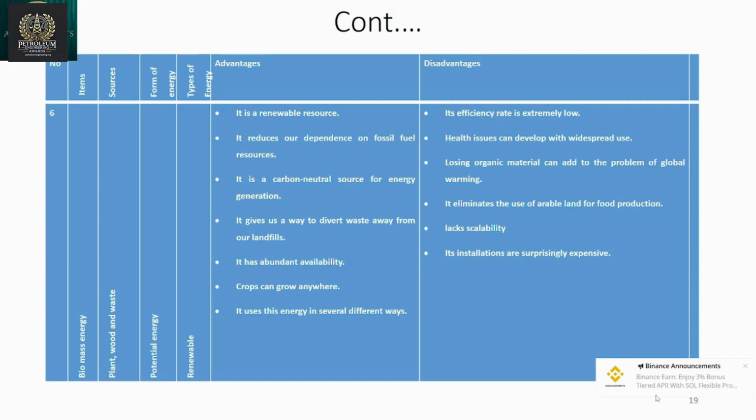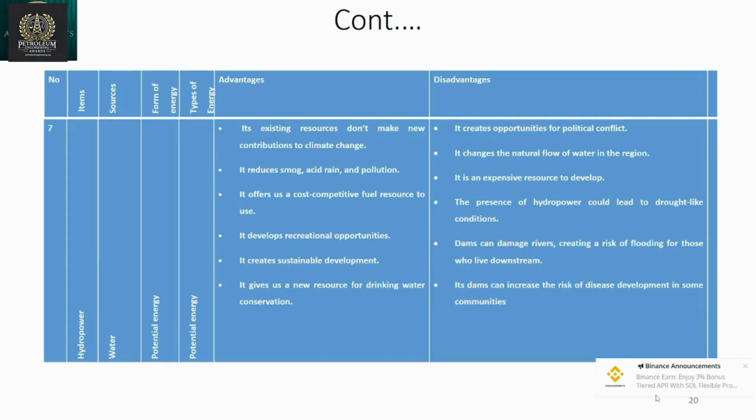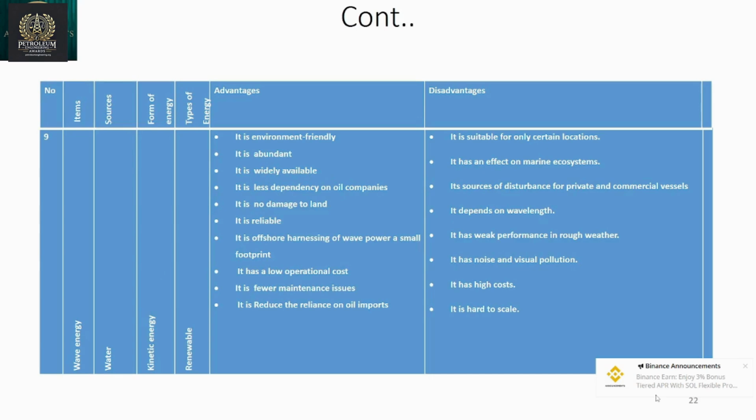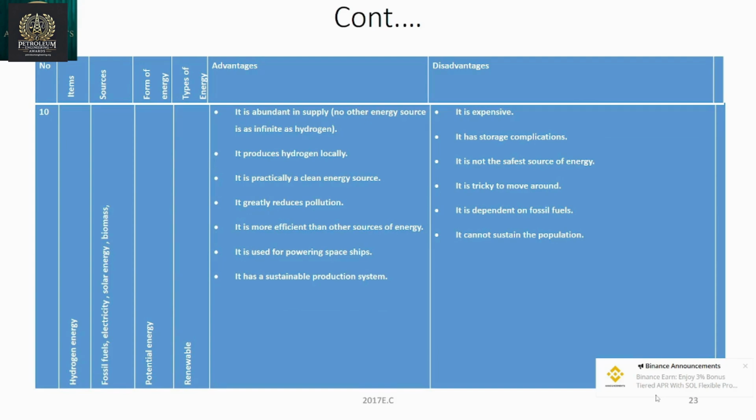Column 6 indicates the type, form, source, advantages, and disadvantages of biomass energy. Column 7 shows the form, type, source, advantages, and disadvantages of hydropower energy. Column 8 indicates the source, form, type, advantages, and disadvantages of tidal energy. Column 9 indicates the form, type, source, advantages, and disadvantages of wave energy. Column 10 indicates the source, form, type, advantages, and disadvantages of hydrogen energy.